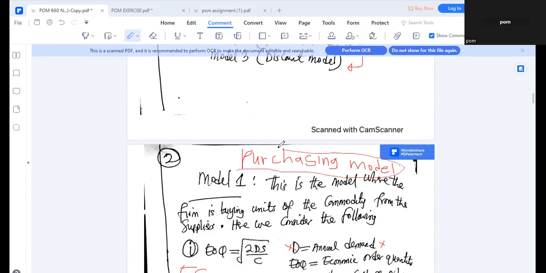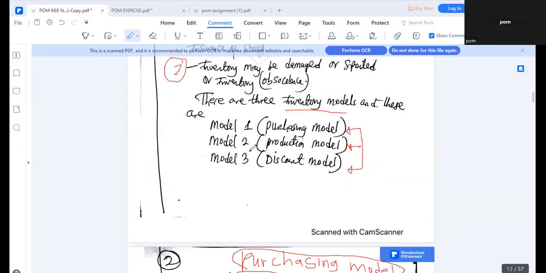And these same formulas for the purchasing model are the ones that we use for the discount model, because you can only be given a discount when you are buying. So that is it on the aspect of the inventory purchasing model and model 3.